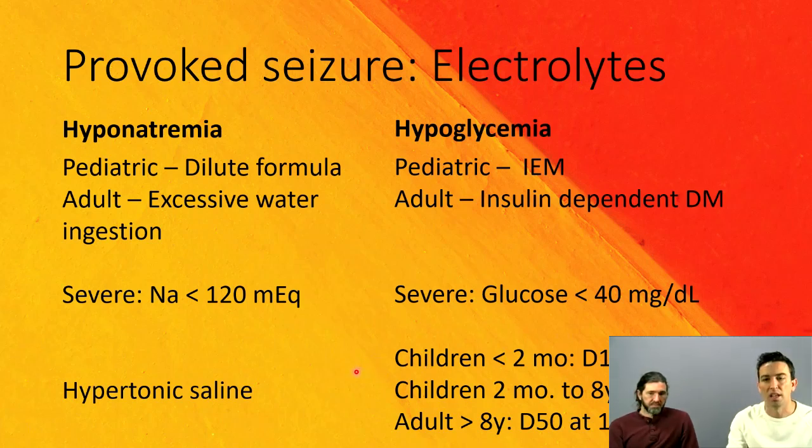So if it's a child less than 2 months of age, we're giving D10 at 5 mLs per kilogram. And the easy way to remember these things is everything's going to add up to 50. So if it's less than 2 months, it's D10 at 5 mLs per kilogram. 10 times 5 goes to 50. If it's between the range of 2 months to 8 years, a pediatric who's seizing because of hypoglycemia, D25 at 2 mLs per kilogram. And then adults or anybody who's greater than the age of 8, you're doing D50 at 1 mL per kilogram for your treatment of choice here. Typically the answer isn't just "provide glucose."